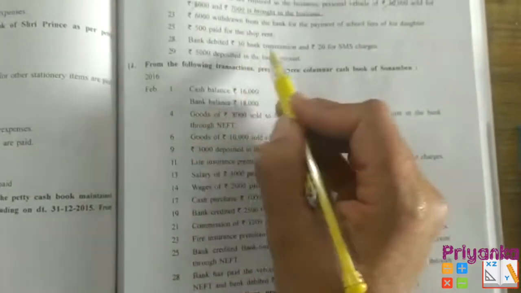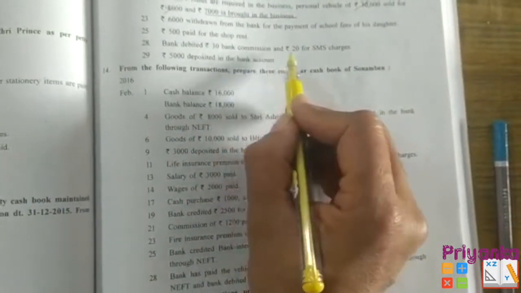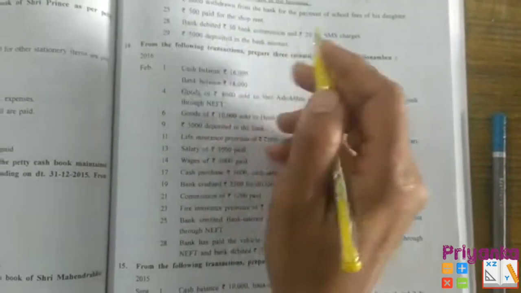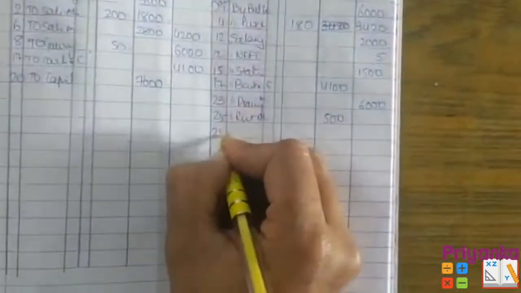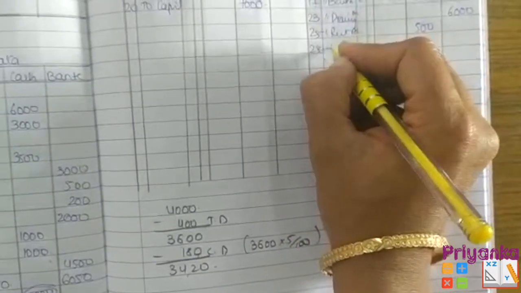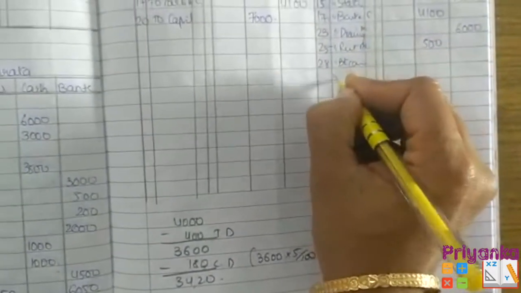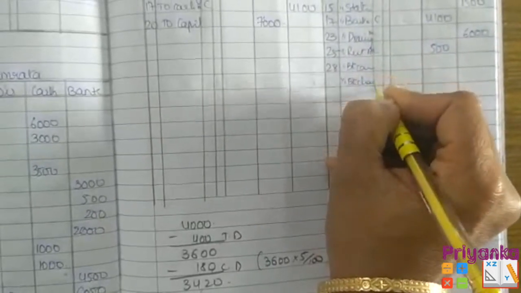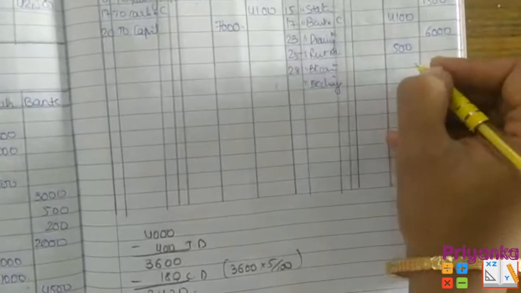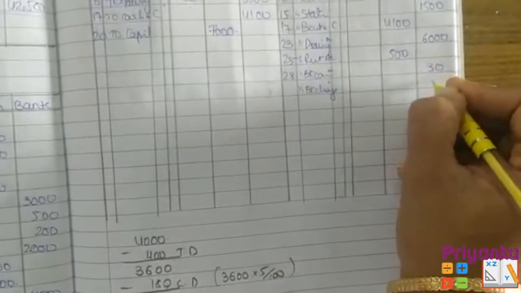28th, bank debited 30 bank commission and 20 for SMS charges. Now debited means have been removed. So take 28, show it as commission, bank commission and the bank charges. For the bank commission it is 30 and for charges it is 20.